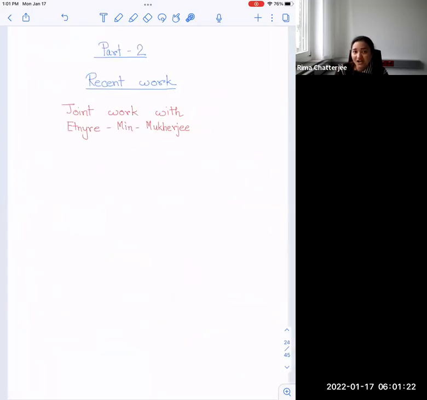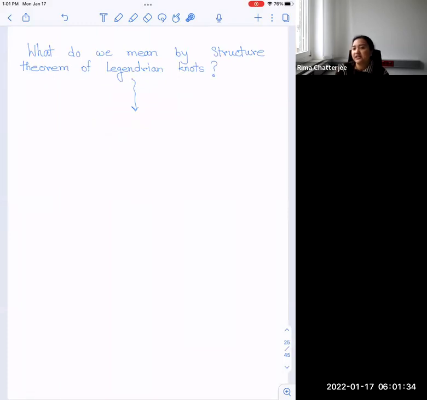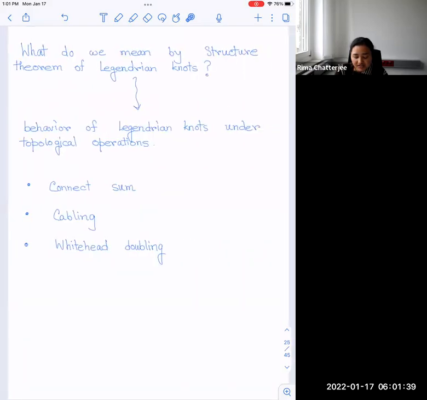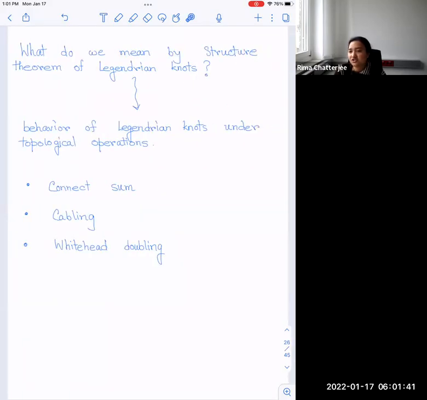In part 2, I will be talking about the structure theorems of these knots. This is joint work with Etnyre and Mukherjee. So what do we mean by a structure theorem of Legendrian knots? This basically means how the behavior of a Legendrian knot changes under topological operations. And what are the topological operations we are concerned with? They are connect sum, cabling, and Whitehead doubling, or in one word, the satellite operations.